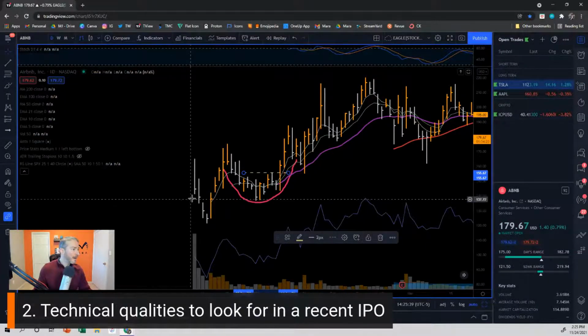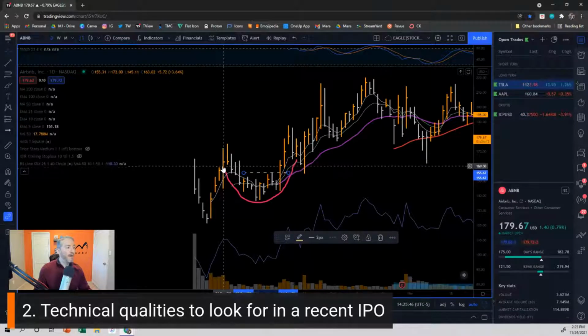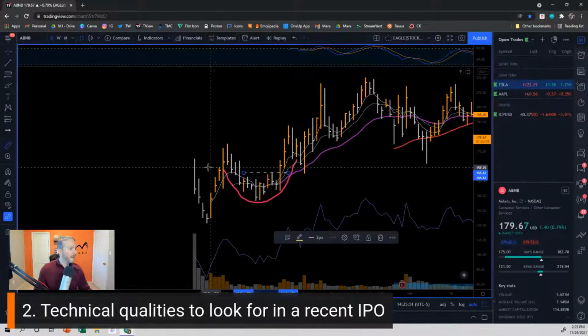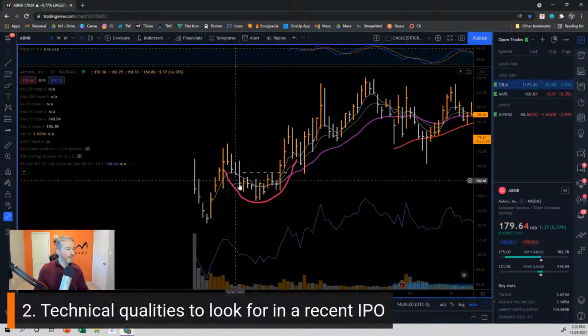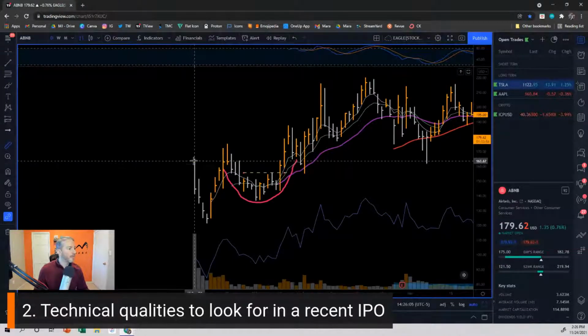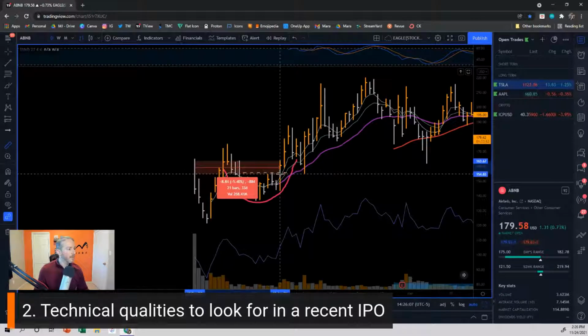Some of these patterns are developing very, very quickly. Airbnb IPO'd on the 10th of December last year, and it was breaking out to new highs. How many days is that? That is 7 trading days later, so a week and a half. And then it becomes viable to me anyway, 21 days after the IPO. So about a month after.